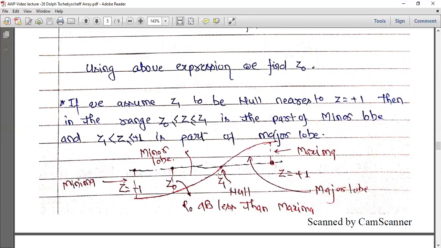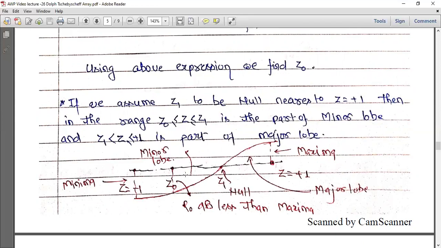As you further move to the other direction, you find that the magnitude of radiated power increases to a certain value, and you want to go to a direction where the radiated power becomes R0 dB less than the maximum value. So you find this z0 as the point at which the radiated power is R0 dB less than this maximum value. The range between z0 and z1 is actually the portion between the null and the peak value of the side lobe.